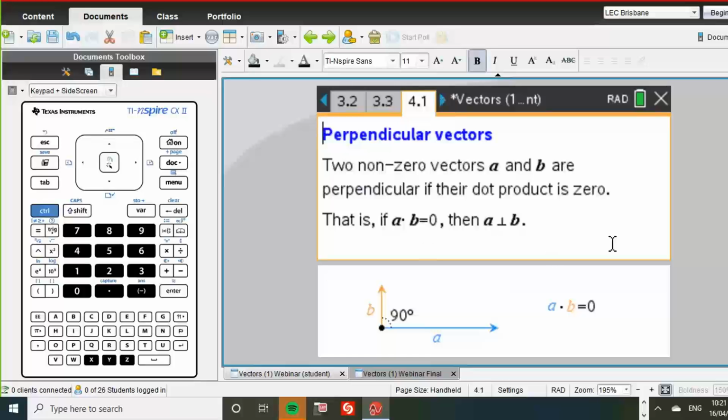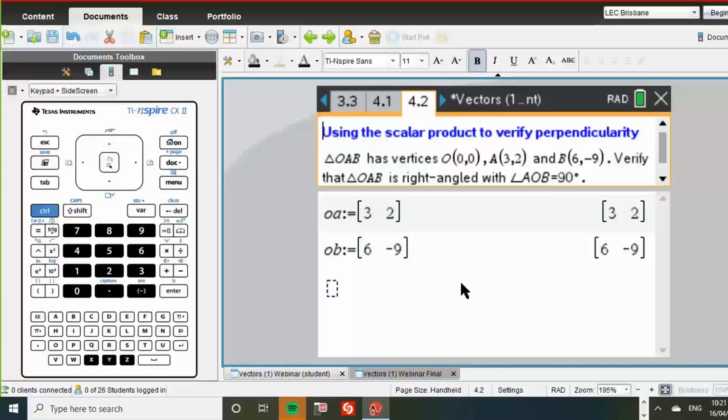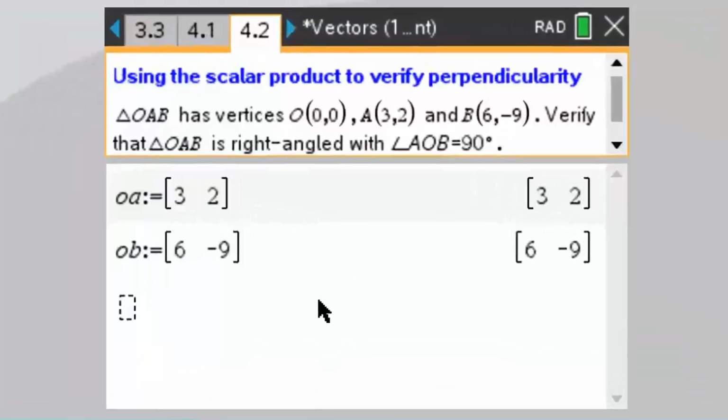Moving right along, perpendicular vectors. Two non-zero vectors A and B are perpendicular if their scalar product or dot product is 0. There's the situation there. Go to the next page. We can use the scalar product to verify perpendicularity. Easy for you to say. So triangle AOB has those vertices. Verify that triangle OAB is right angled with the angle at the vertex O being 90 degrees.